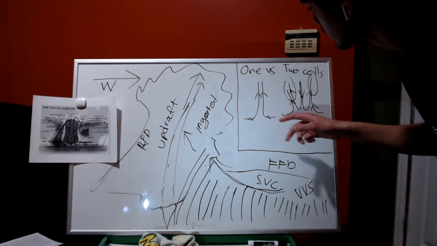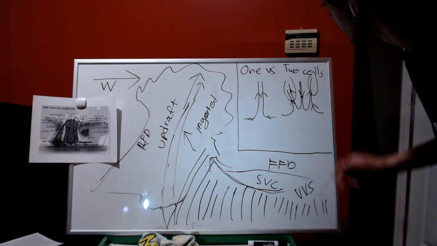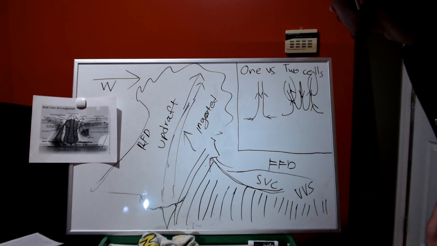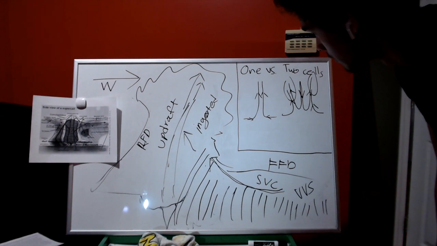So that's the main difference. In the singular cell, there's no central downdraft, and in a multiple cell, there is a central downdraft. And this central downdraft is a big sign that the tornado is becoming much more mature, and it may become more damaging.